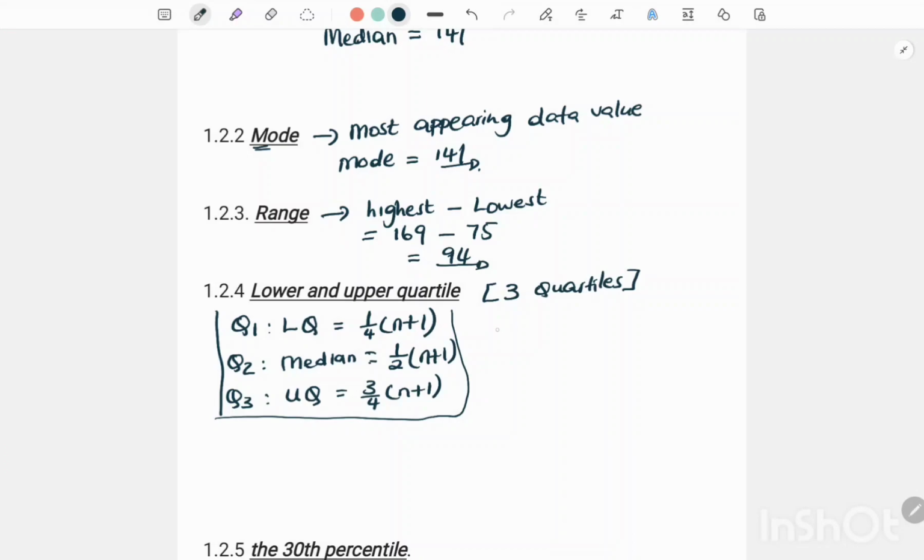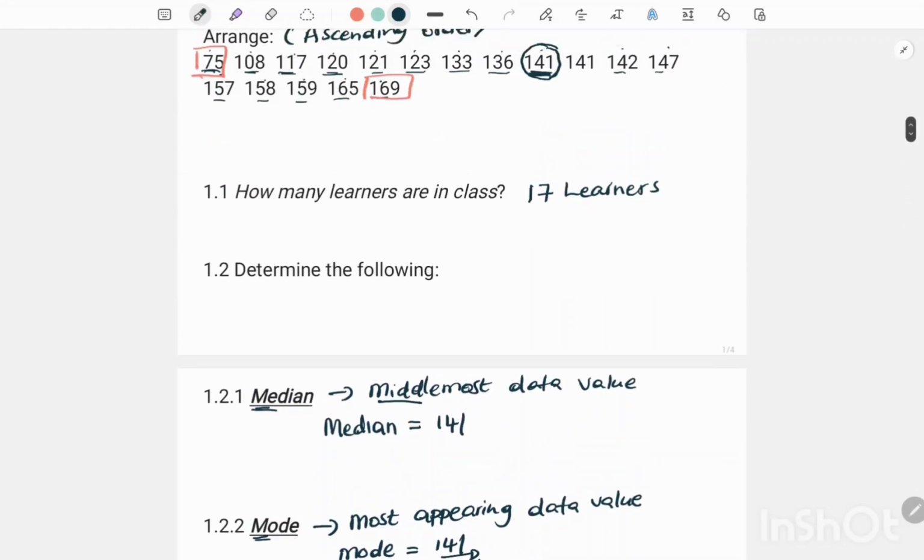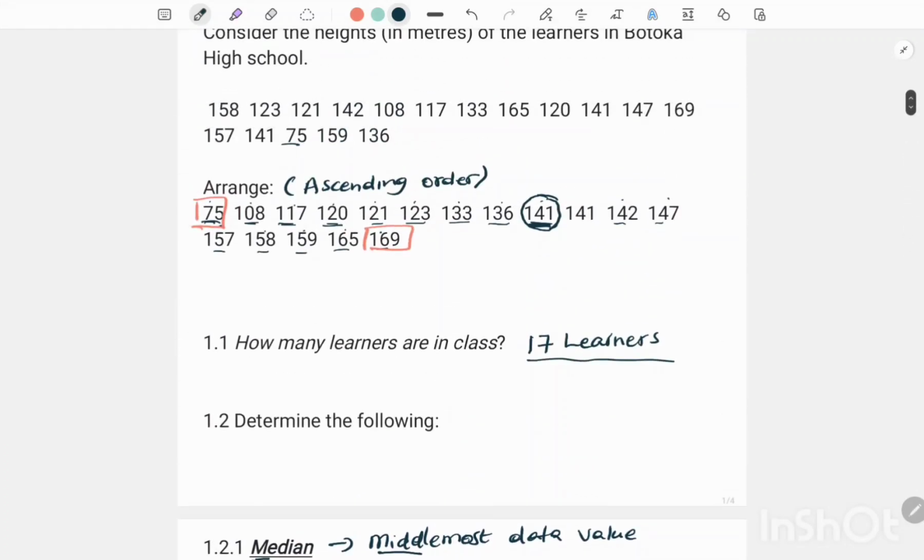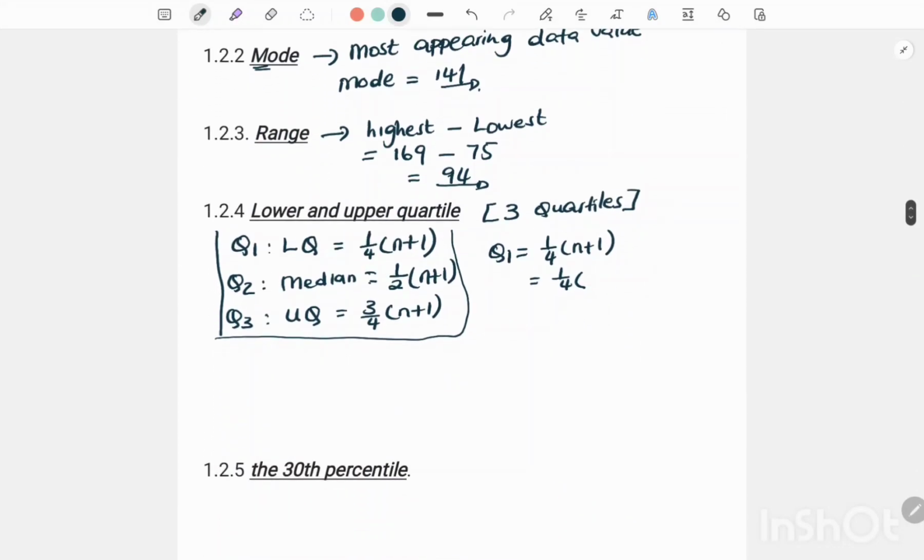So let's start with Q1. Q1 is equal to 1 over 4 n plus 1. Your n is the total number, which is 17. Remember, we've got 17 learners who took part. So it's going to be 17 plus 1, which is 18. So we're going to say 1 over 4 times 18. Then you get 4.5. Now this is not your Q1, but your position.